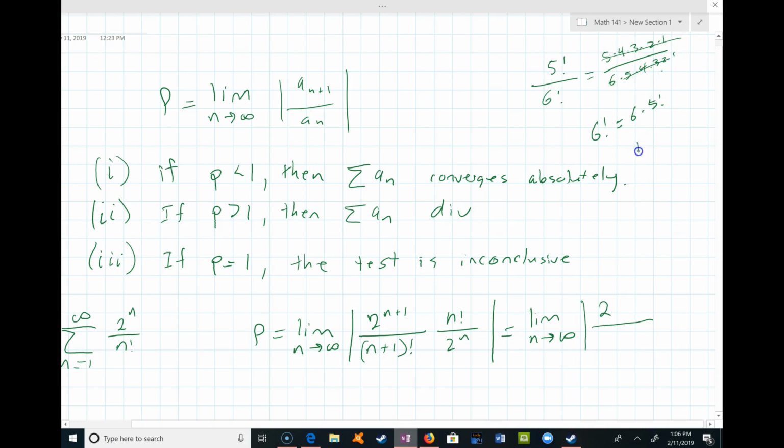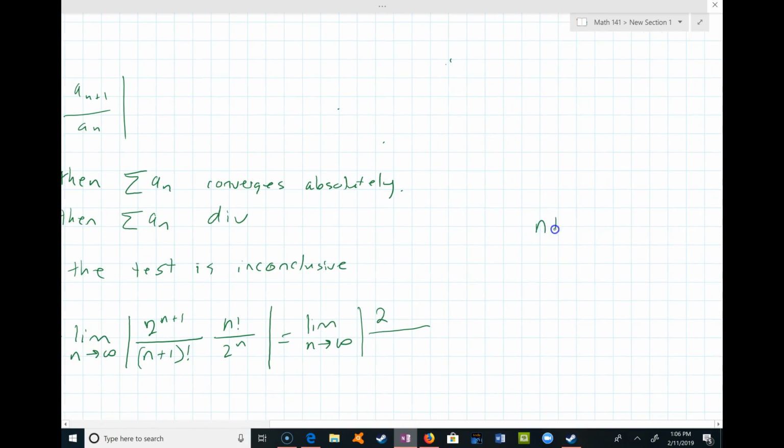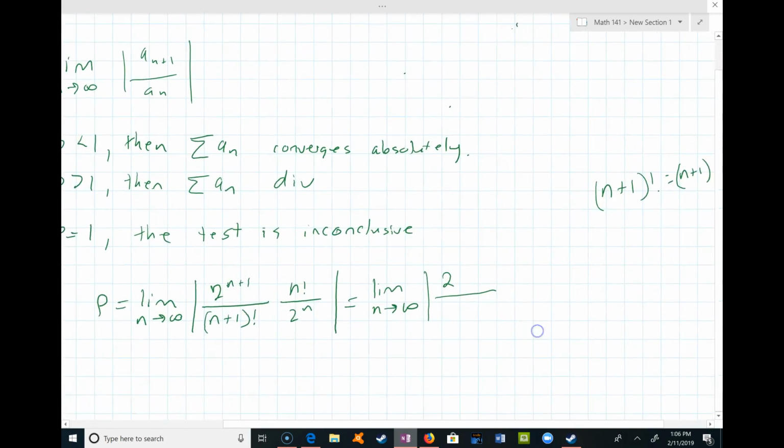We could say that n plus 1 factorial is equal to n plus 1 times n factorial. Right? So that means when I have an n factorial on top and n plus 1 factorial on the bottom, that's going to leave just an n plus 1 on the bottom.